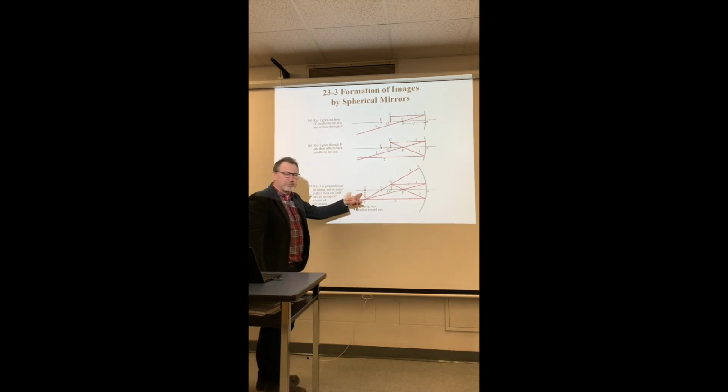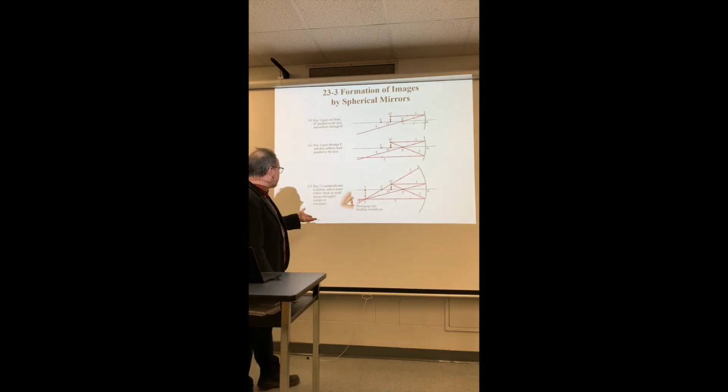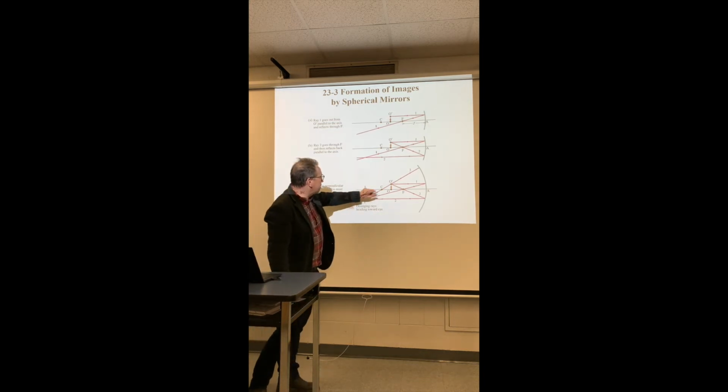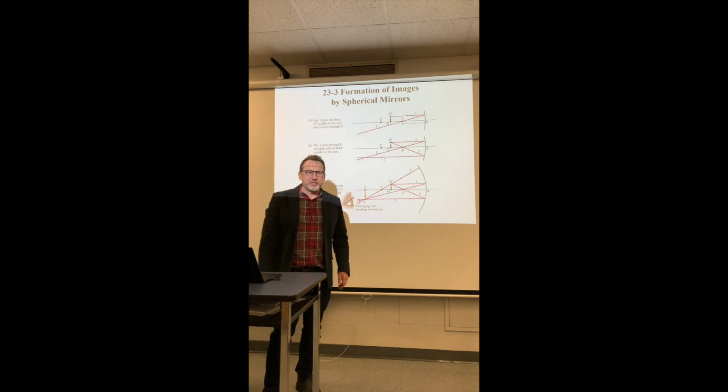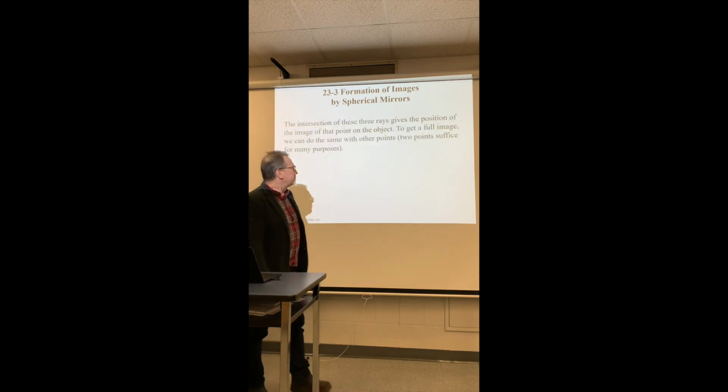In this case, this would be a real image, right? Because the light is actually passing through it. So this forms a real image, and the image is actually magnified, right? There's the image, it's bigger than that image. This is a bit like a shaving mirror. Sometimes if you look in a shaving mirror, you look really big in it, okay? So the intersection of these three rays gives the position of the image at that point on the object.